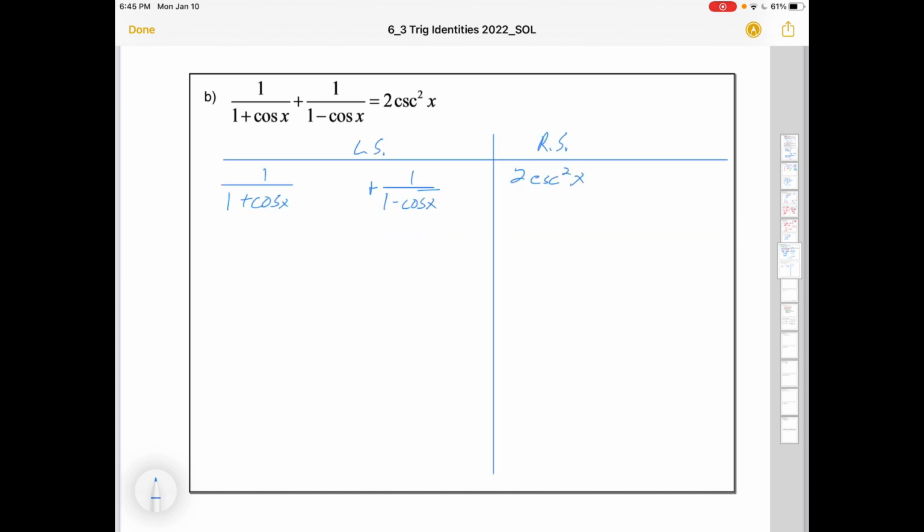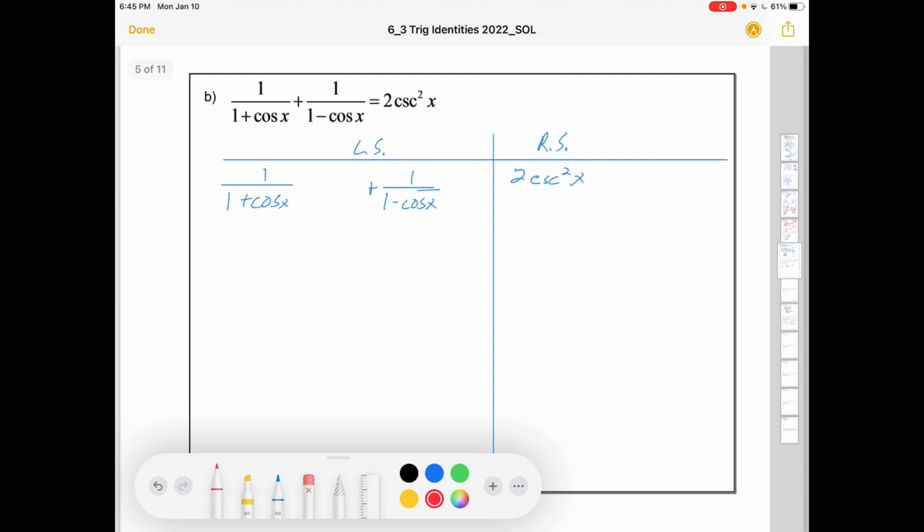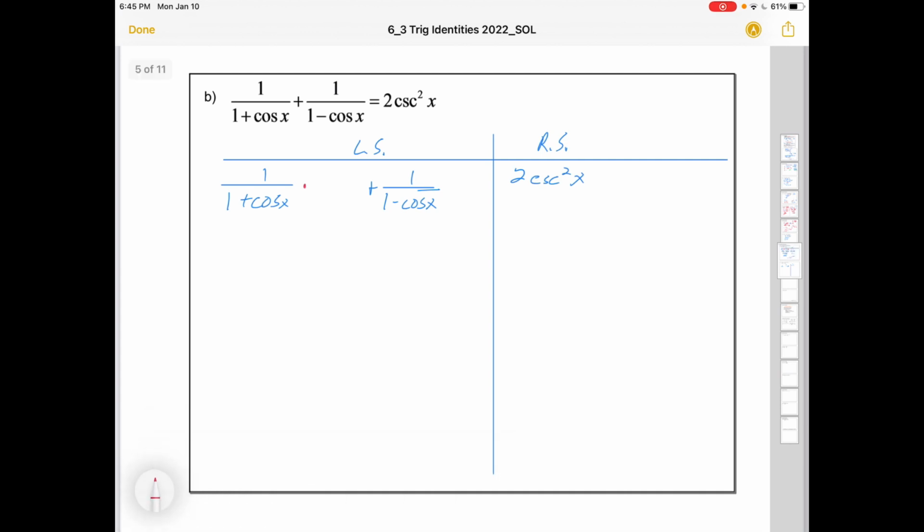Okay, here comes another one. So you can pause and give this a go on your own, and you can just try some things. See if they help you turn one side into the other. I'll assume you've done that, and I'm going to think this through. I've got two separate fractions. I want to make it one fraction, so I need a common denominator. So I'm going to times this first one by 1 minus cos x, and this second one by 1 plus cos x.